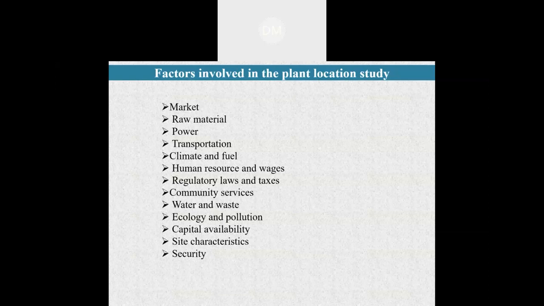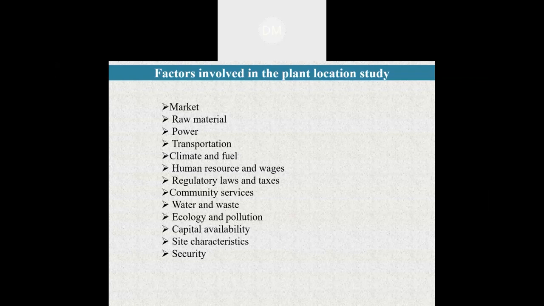Then requirement of power. At village levels, labor cost is very low, but there is unavailability of power. Out of 24 hours, power is available only 10, 15 or 20 hours. So this is another issue.